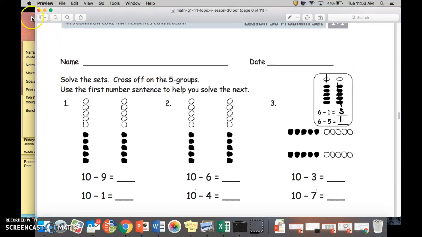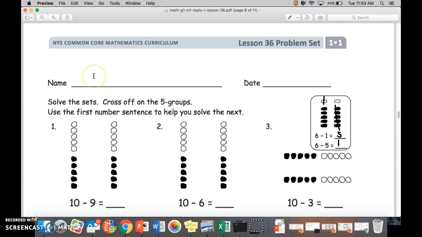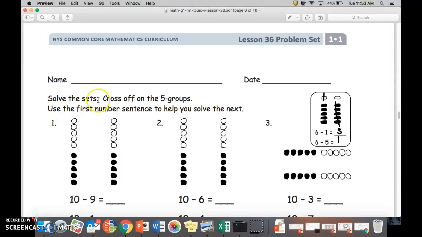Alright, boys and girls, this is lesson 36, problem set. Solve the sets. Cross off the 5 groups. Use the first number sentence to help you solve the next.